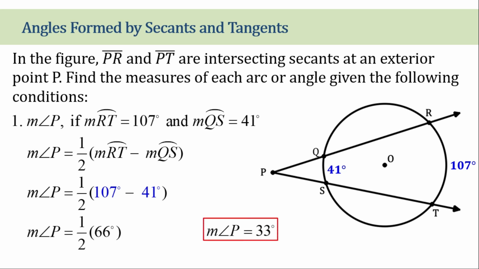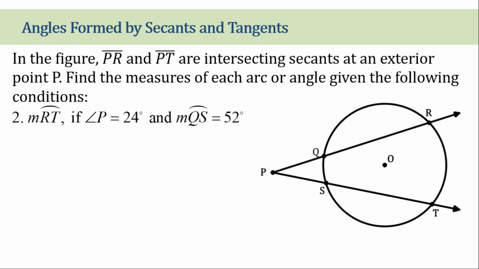So that's the measure of angle P. On number 2, we have the measurement of angle P, which is 24, and QS is 52. We don't know the measure of arc RT, so we need to find that.